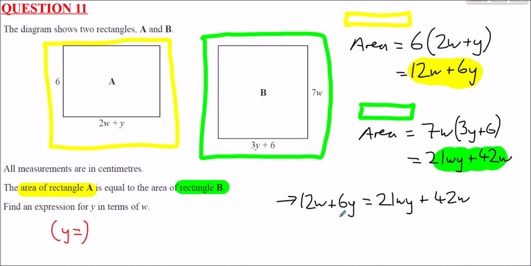What I'm going to suggest we do, we can get rid of these 6y's on the left by taking them away. So we need to take them away on the right hand side as well. Then we'd have 12w equals 21wy minus 6y plus 42w.